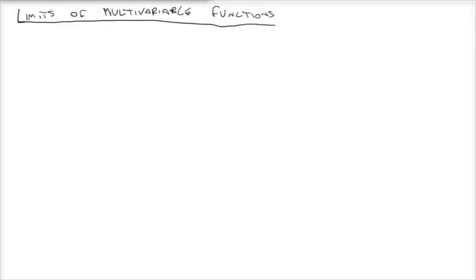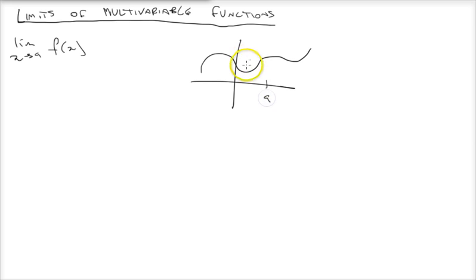So in single variable calculus, when we wanted to find the limit of some function f of x, and we wanted to find that limit as x approaches a, we could look at some function that looks like this, and we have our a here, and when we find that limit, we approach a from the negative direction and from the positive direction, and if the limit from the negative and the positive direction equals the same value, we say that this limit exists.